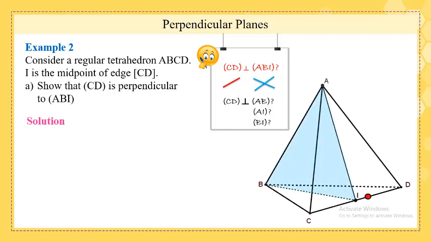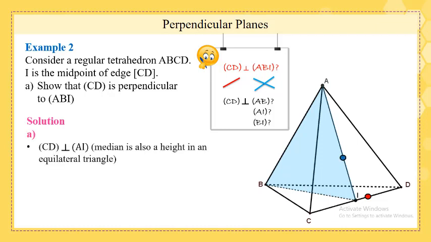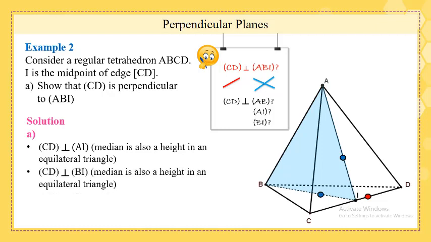Well, this is the plane ABI and this is the line CD. AI is perpendicular to CD since a median is also a height in an equilateral triangle. Similarly, BI is perpendicular to CD since also BCD is an equilateral triangle. AI and BI intersect in point I, thus we can say that line CD is perpendicular to plane ABI.